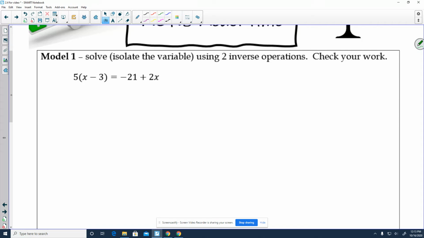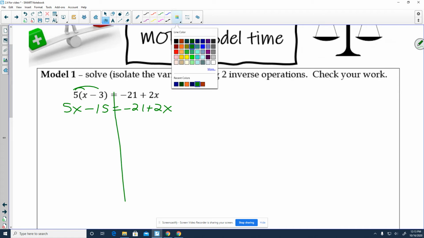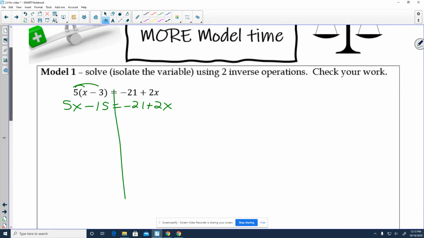So here we have 5 times (x minus 3) equals negative 21 plus 2x. So I'm going to apply the distributive property again. 5 times x gives me 5x. 5 times minus 3 is going to give me minus 15. Be careful with your negative signs. Now, this looks like everything we've been dealing with this whole unit, or what we dealt with in 2.3.